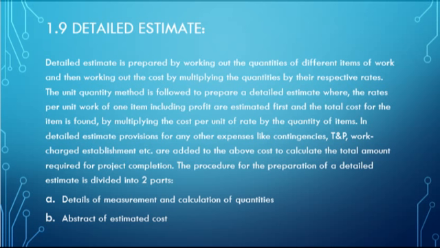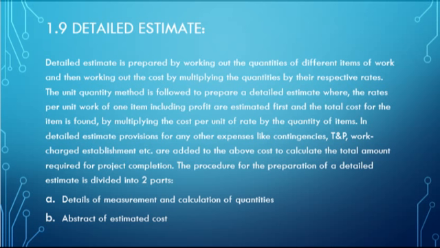A detailed estimate is prepared by working out the quantities of different items of work and then working out the cost by multiplying the quantities by their respective rates. A unit quantity method is followed to prepare a detailed estimate, where the rate per unit of work of one item, including profit, is estimated first, and the total cost for the item is calculated by multiplying the rate per unit by the quantity of the item. In a detailed estimate, provision for other expenses like contingencies, tools and plant, work charge establishment, etc. are added to the above cost to calculate the total amount required for project completion.